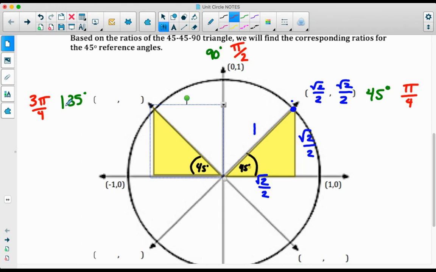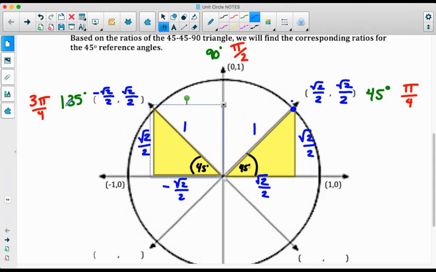Well, what would this coordinate be? Now we're in quadrant 2. Our hypotenuse is still 1. The lengths of the sides have not changed. So our vertical piece still has a length of root 2 over 2, and our horizontal piece also has a length of root 2 over 2. But what has changed is the direction is now negative for our x value. And negative is for direction, not for length. So our coordinate becomes negative root 2 over 2 for x and positive root 2 over 2 for y.